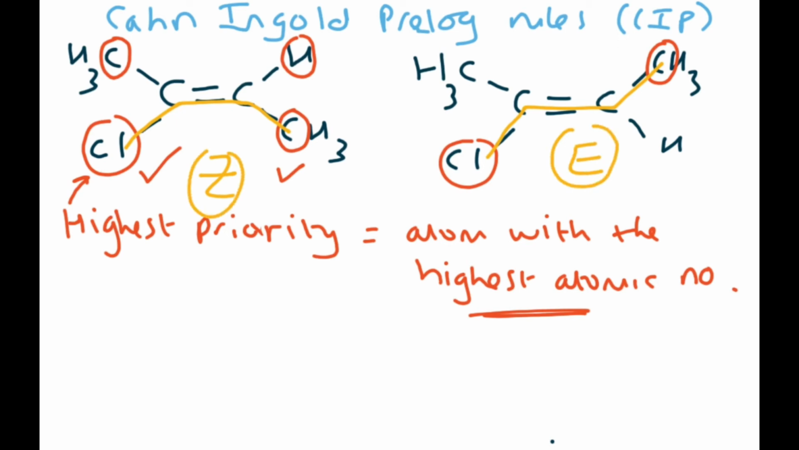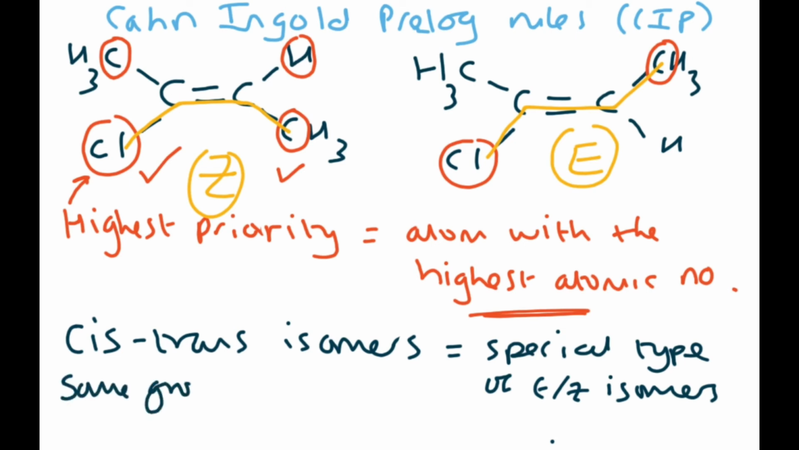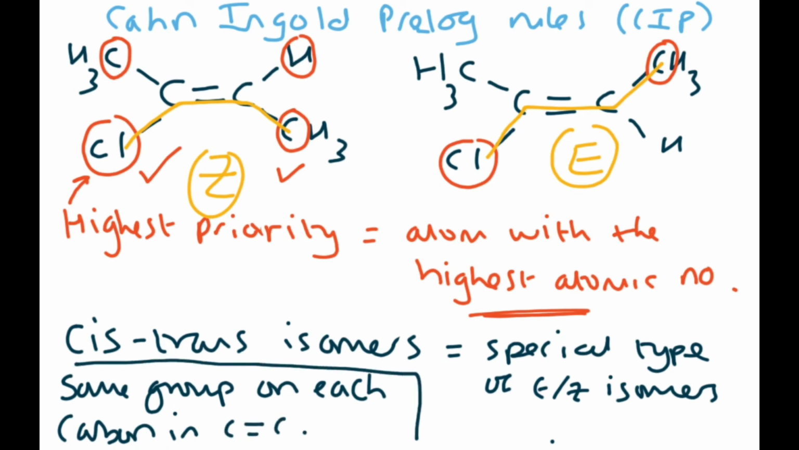Okay, now just to complicate things, we've also got something called cis-trans isomerism. So cis-trans isomers is a special type of EZ isomerism. Now it's special because you have to have the same group in each carbon of the carbon-carbon double bond.